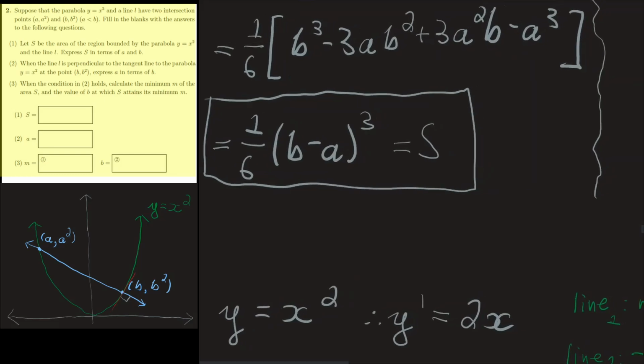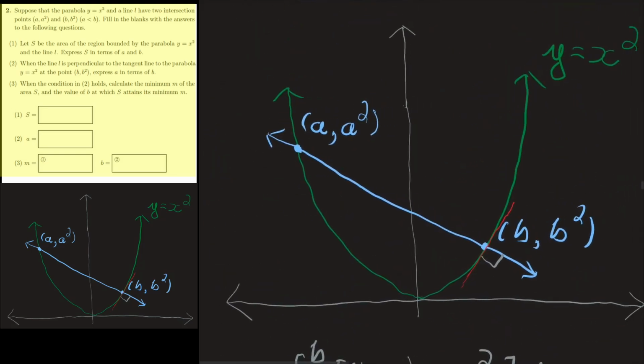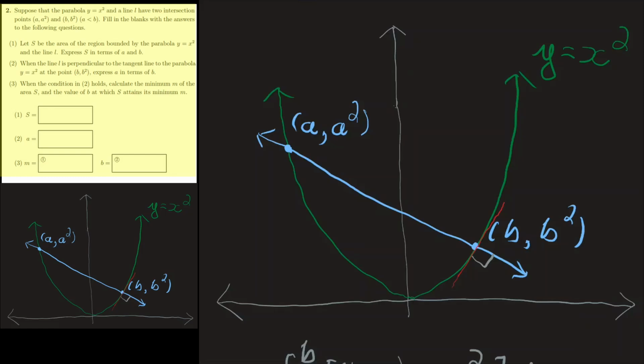can move on to the second part of the question, which says, when the line L is perpendicular to the tangent line to the parabola y equals x squared at the point b comma b squared, express a in terms of b. So, let's look at our diagram here. We need to express a in terms of b. We know that this blue line, the line between points a and b, is perpendicular to the tangent line at point b, which is this red line over here.